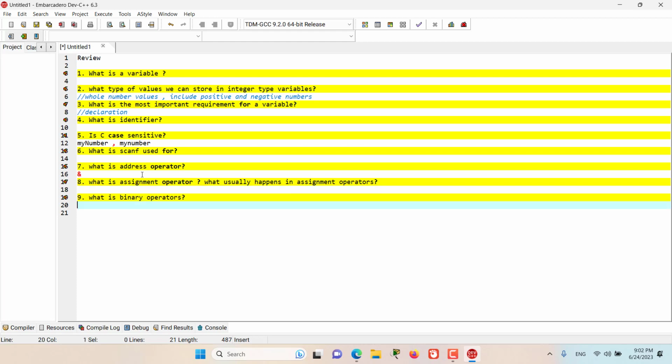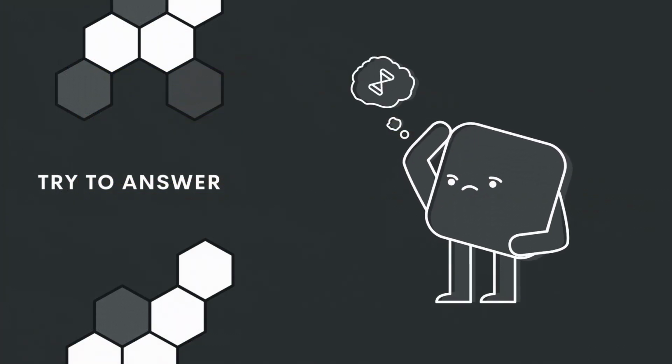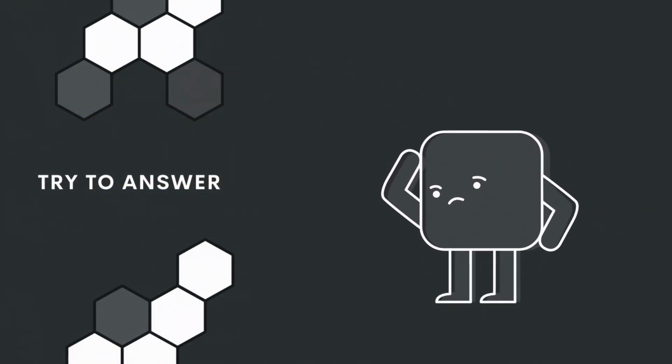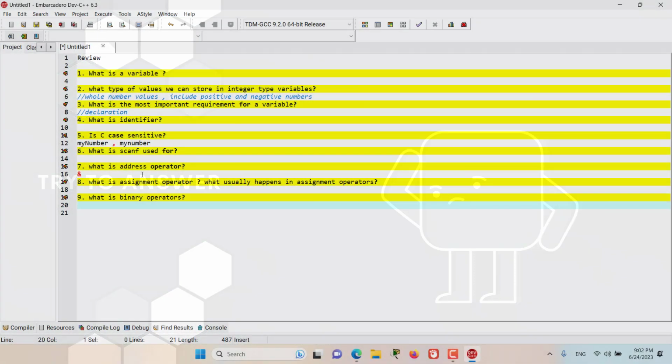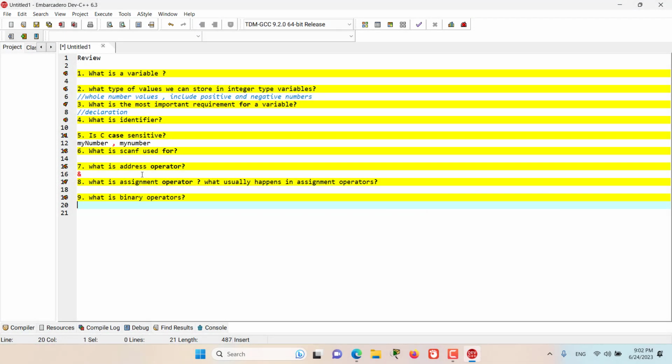And finally, what is a binary operator? A binary operator is like equal or addition or subtraction. Any operation that has two operands, one on one side, one on the other side, is called a binary operator.